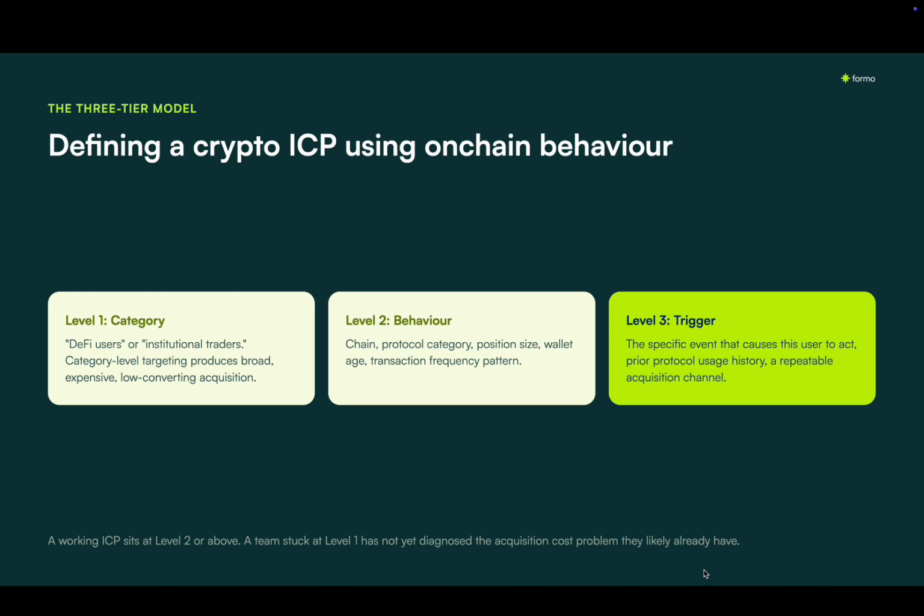The next step is making that ICP more specific. A useful framework has 3 levels. Level 1 is the category, such as DeFi users or institutional traders. Level 2 looks at behavior, including chain, protocol category, position size, wallet age, and transaction frequency. Level 3 focuses on the trigger that causes the user to act. A working ICP sits at level 2 or above. That gives the team a behavioral definition it can use for acquisition and segmentation.